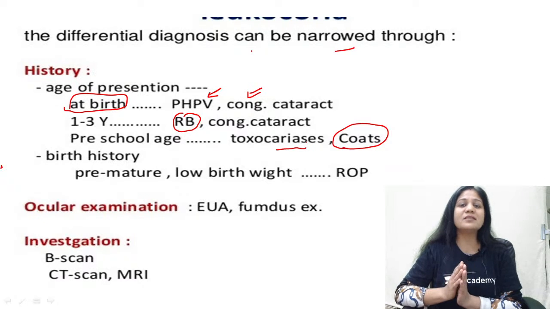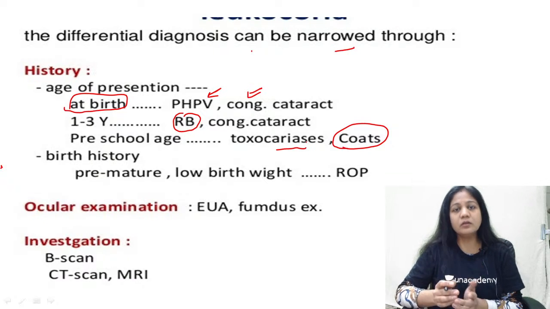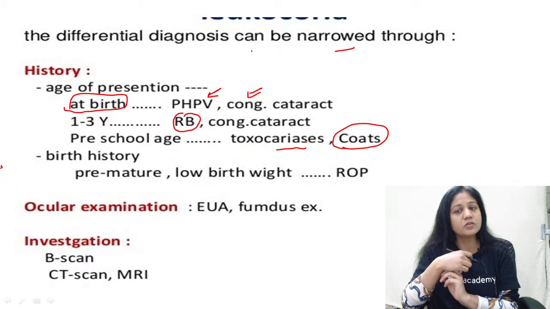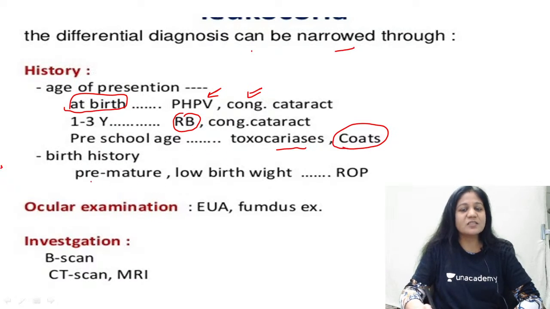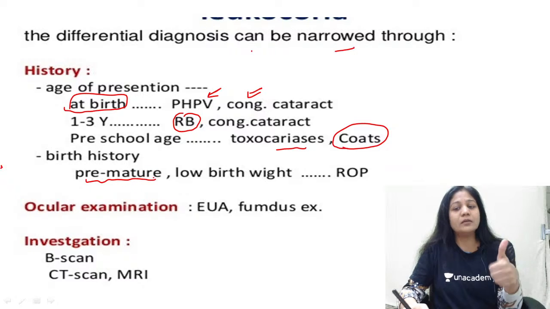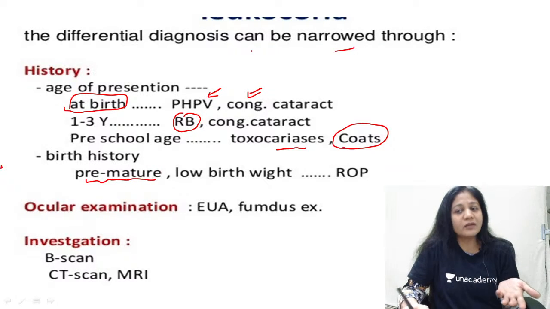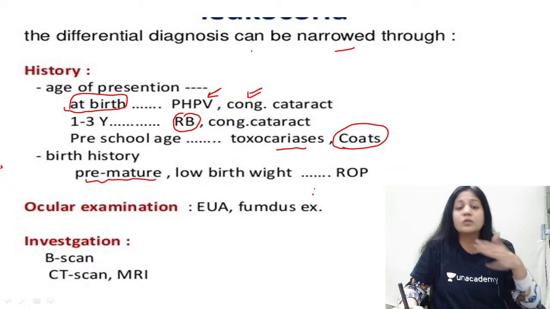I know exceptions can be there, but still we should know where and in what age group what disease can present. Like now the next history is when you have a history of preterm birth and low birth weight baby, so we don't have this thing, so retinopathy of prematurity is totally out.